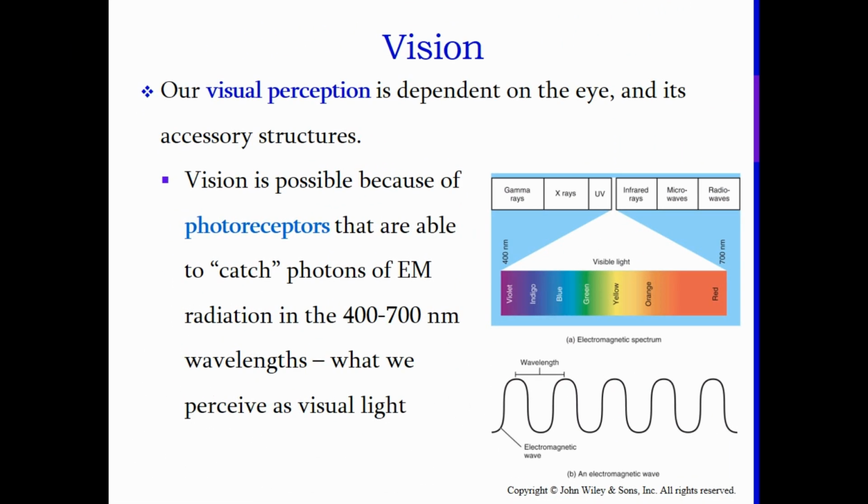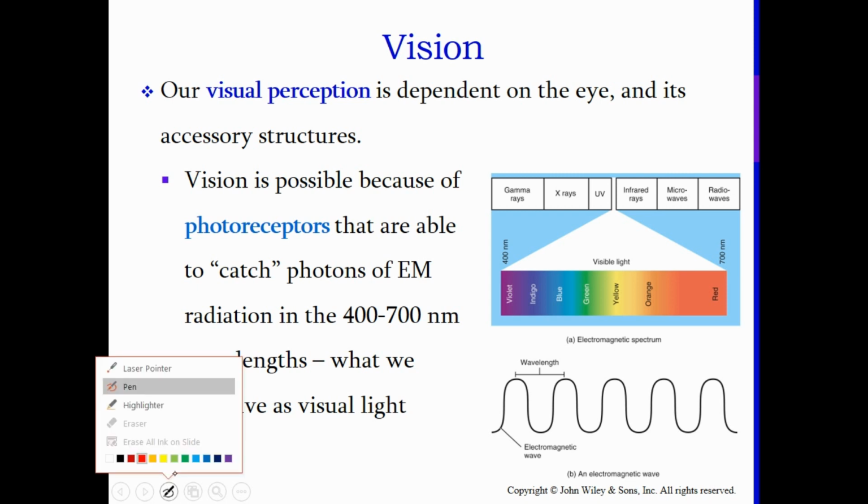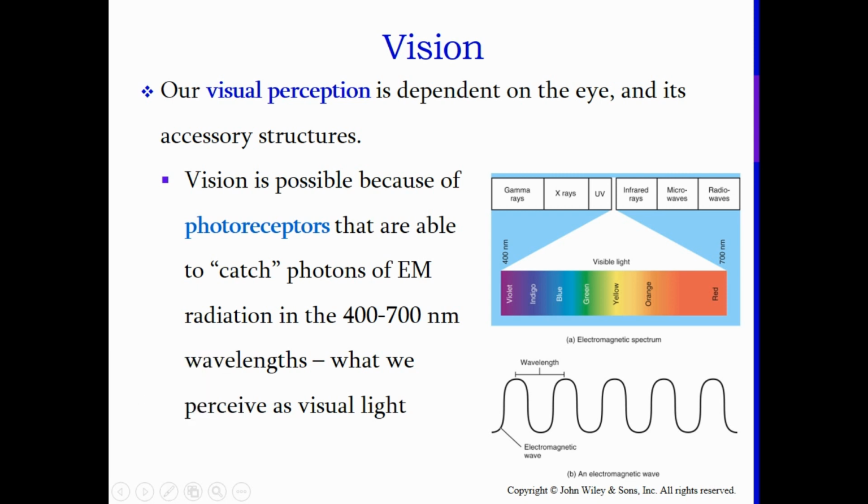All right, our visual perception, our visual pathway, is dependent on the eye and its accessory structures. So our visible wavelength of light is what we typically refer to as the colors of the rainbow that we all know with that wonderful acronym Roy G. Biv, going from red, orange, yellow, green, blue, indigo, and violet.